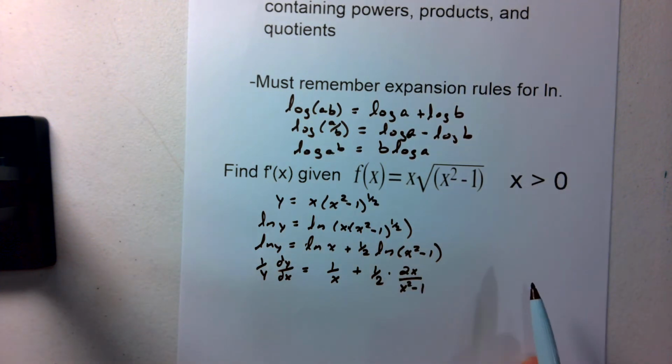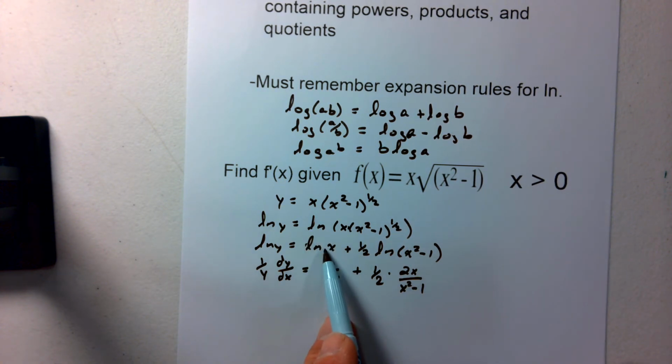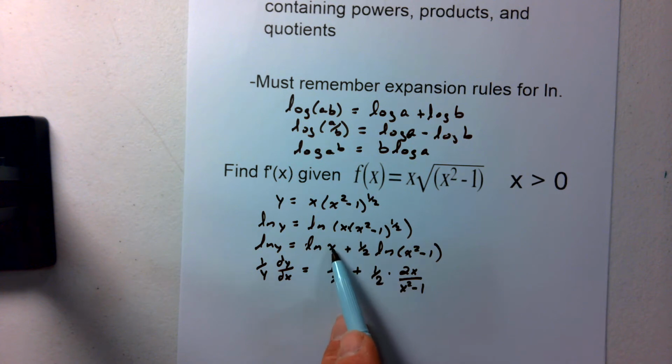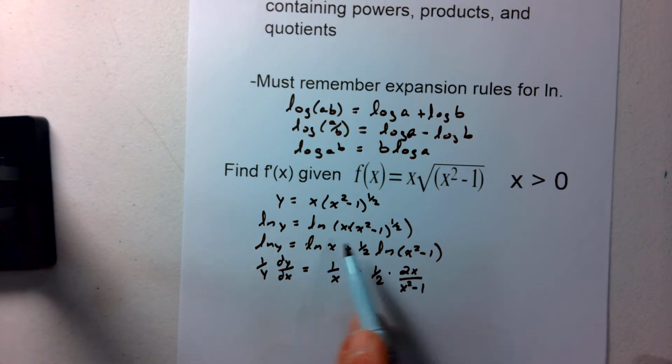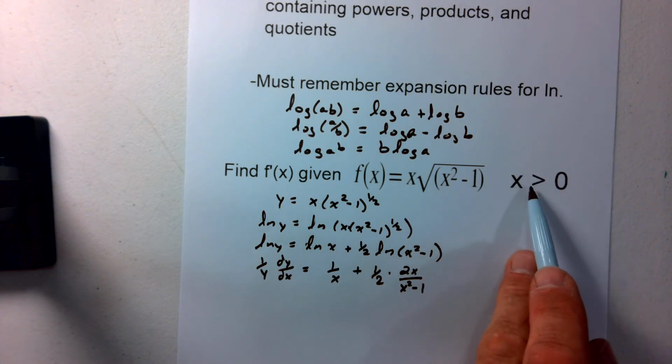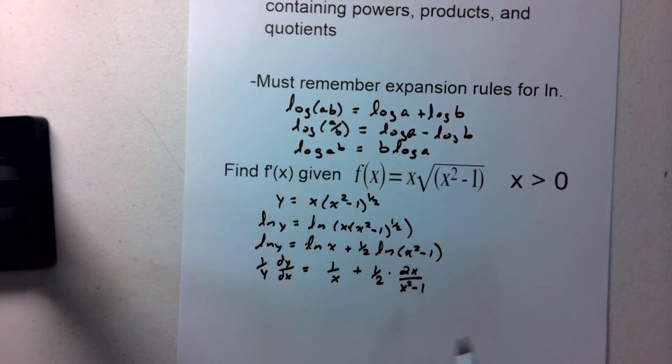Oh, I didn't talk about that x is greater than 0. Notice here we took the natural log of x. We know that we can't take the natural log of an x value that is less than or equal to 0. So that's why we have to put that restriction on there that x has to be greater than 0. And that's the only reason that's going to be out there for us. For the most part, you can put that onto the side burner.